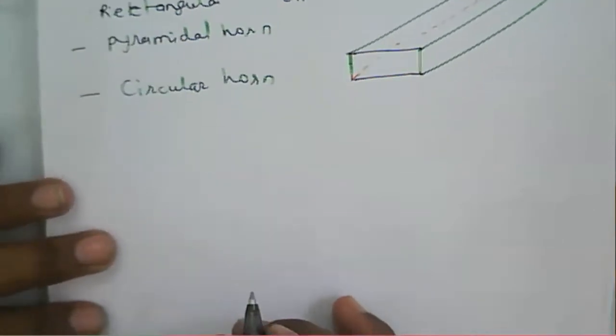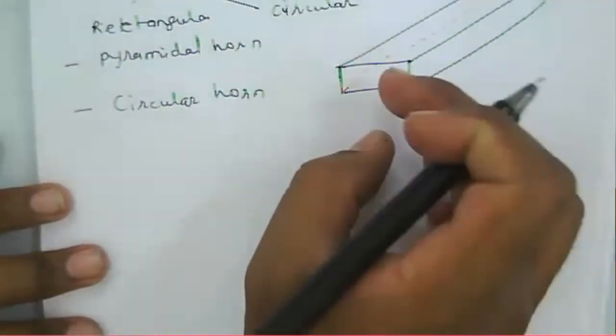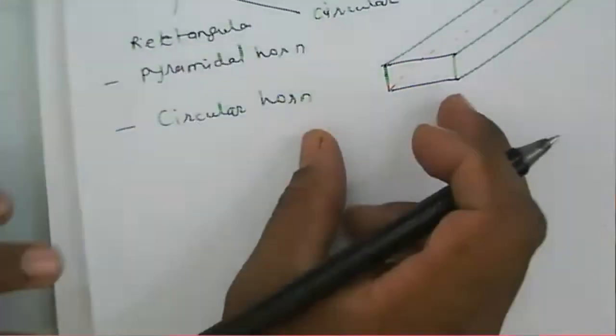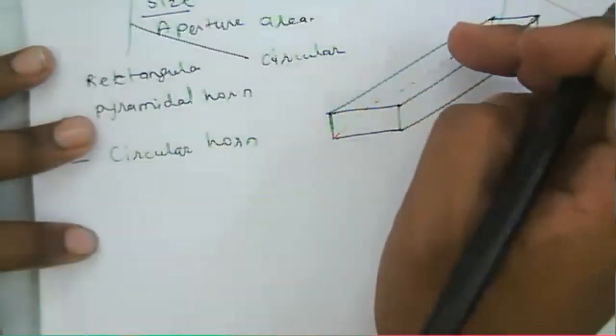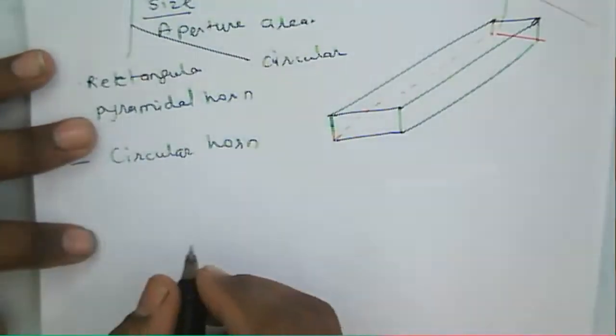But in the case of a horn antenna, that rectangular shape is flared. One end is shaped like a pyramid or like a cone. So that will become a pyramidal horn antenna or a circular horn antenna.